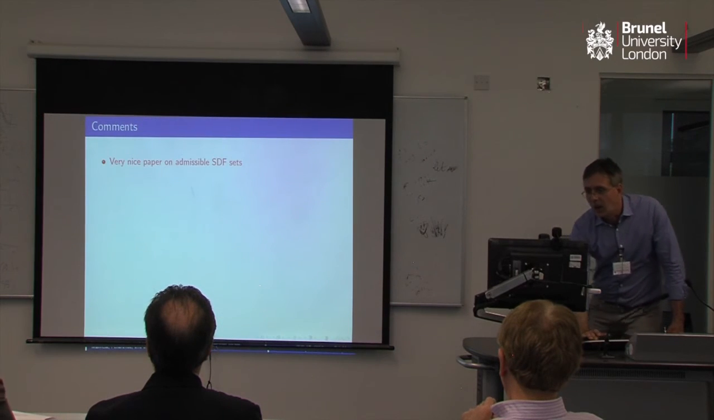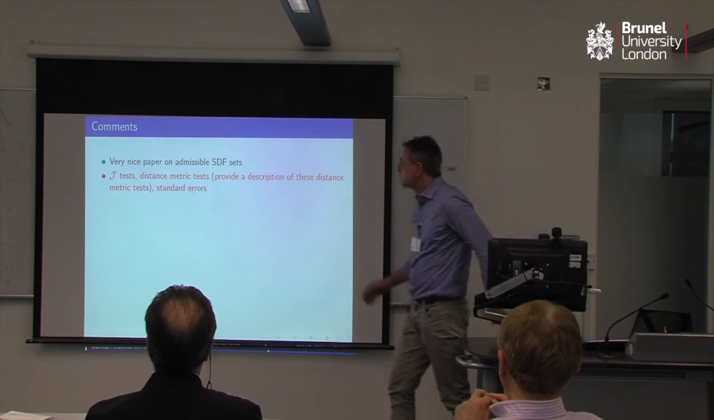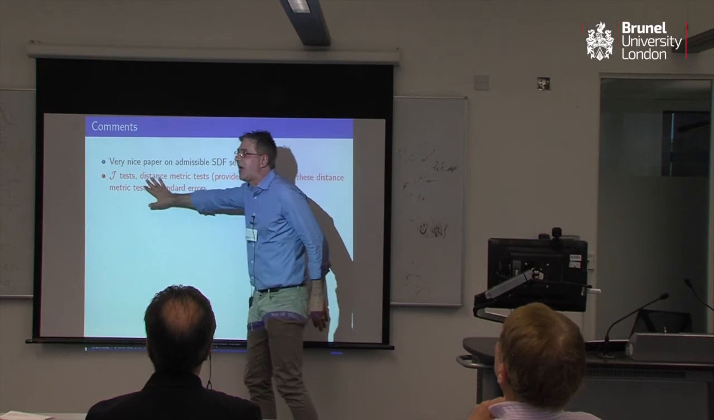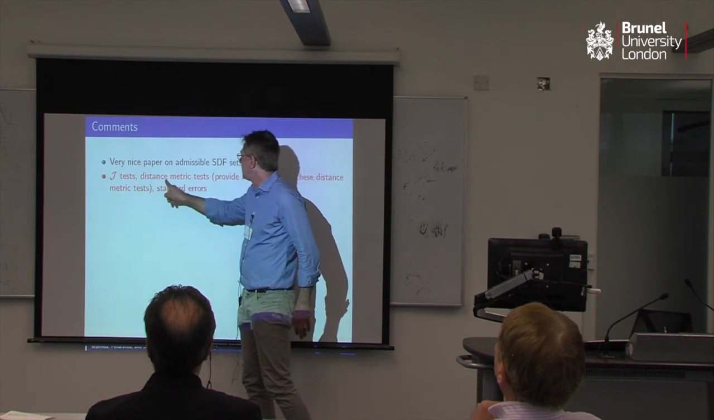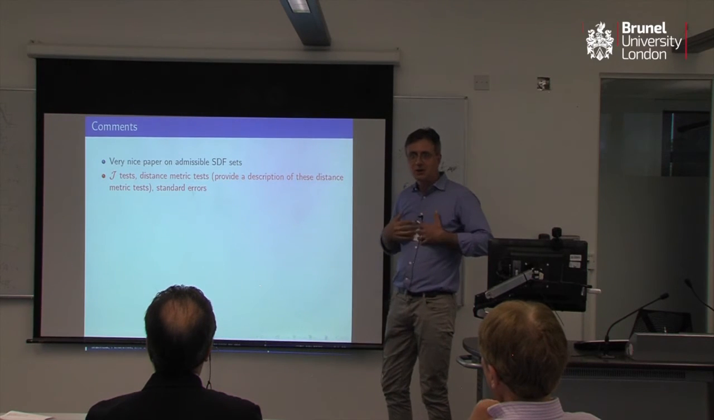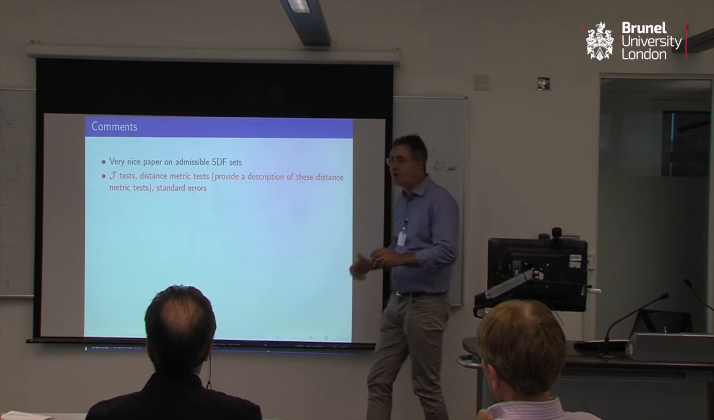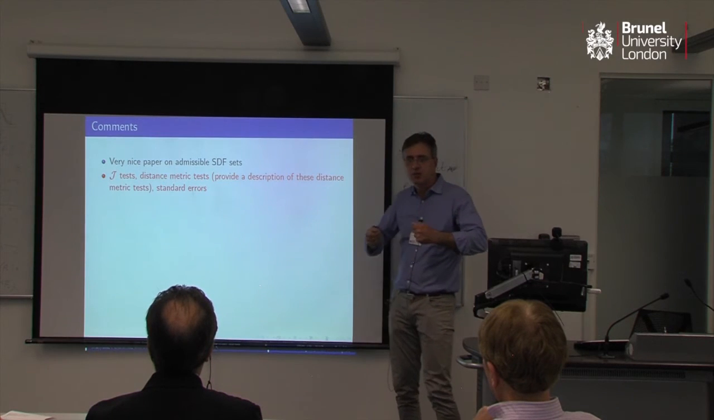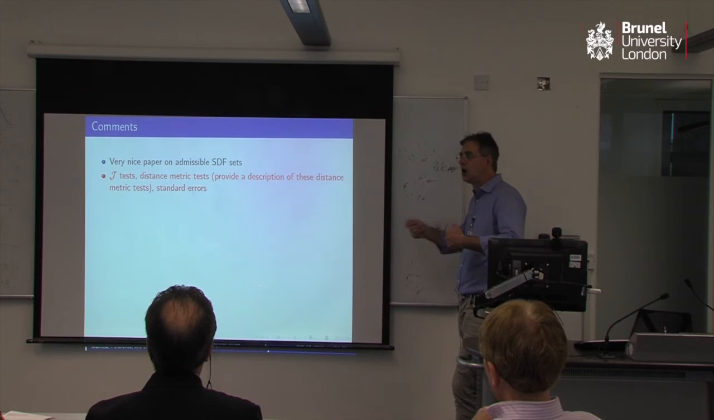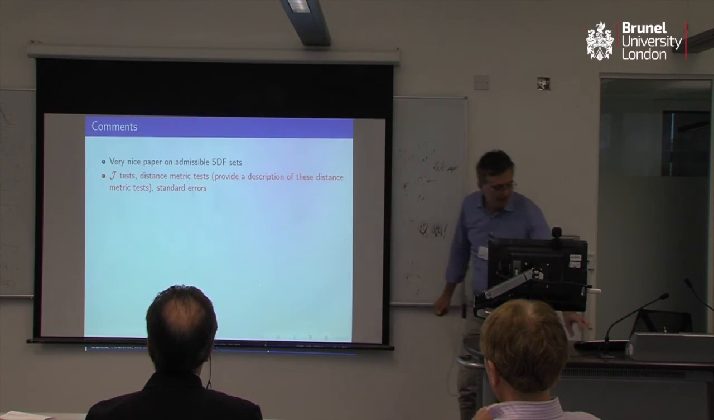So this said, I think it's a very nice paper on admissible SDFs. It has a lot of stuff. It has J-tests. It has distance matrix tests. I would provide, for a reader like me, some description of this distance matrix test. I'm not very familiar. I think I understand how you restrict maybe the CUGMM objective function. You don't restrict it, but it would be very nice. And report standard errors. Okay?